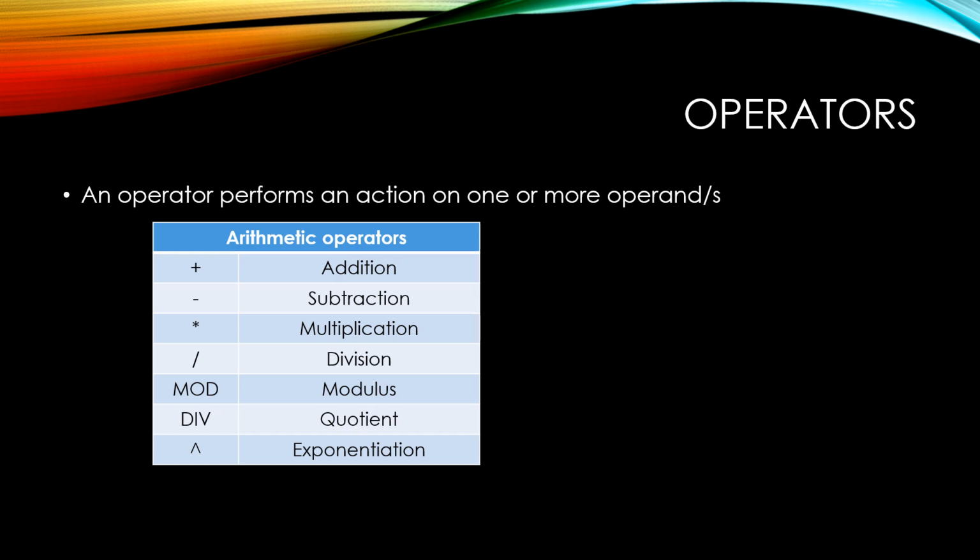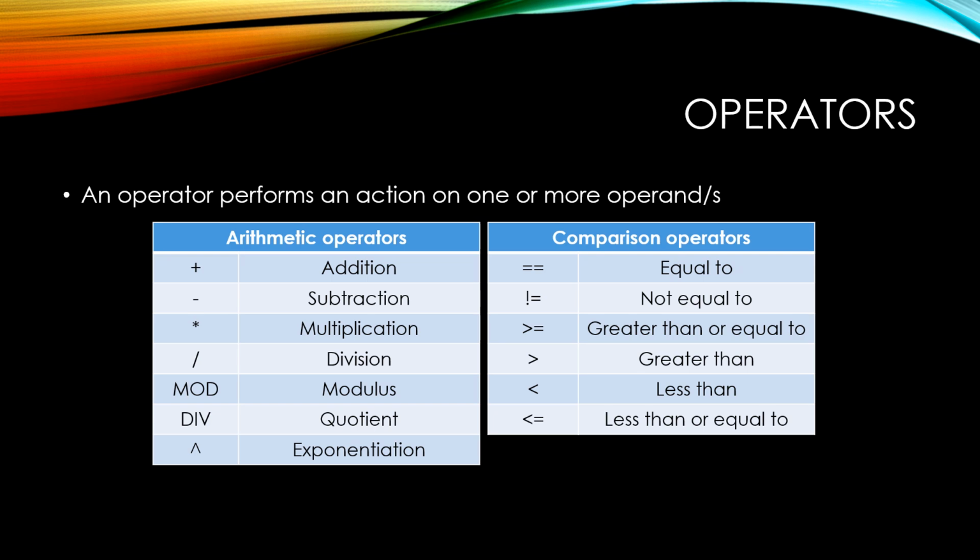Exponentiation, using the hat symbol here, means raising to the power of. So if we had 2 hat 3, it would mean 2 to the power of 3. Comparison operators include double equals for equal to, exclamation equals for not equal to, greater than or equal to, greater than, less than, and less than or equal to. These operators can be used to create Boolean conditions that evaluate as either true or false.